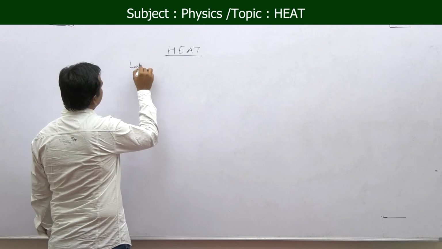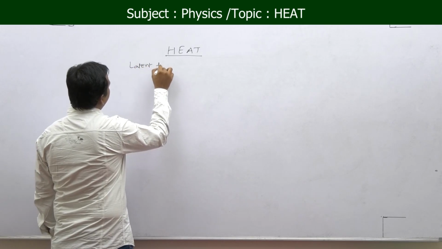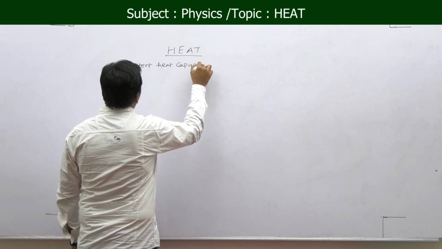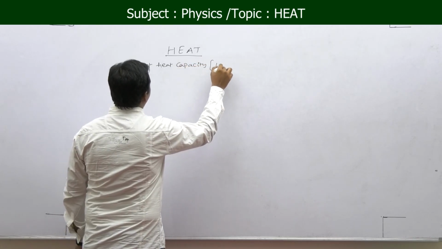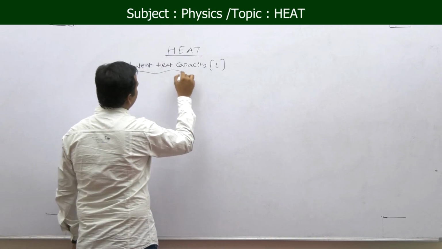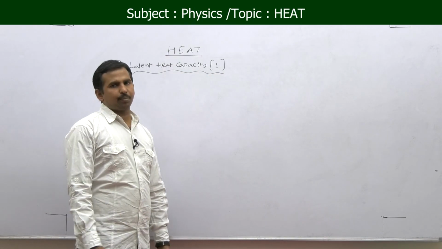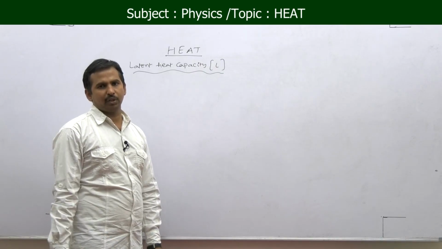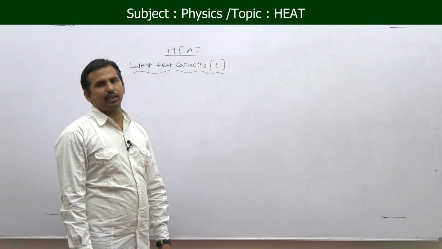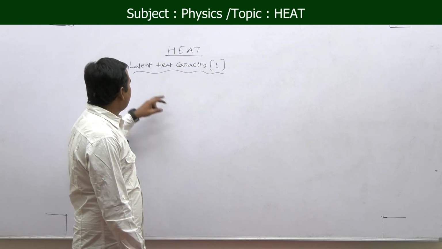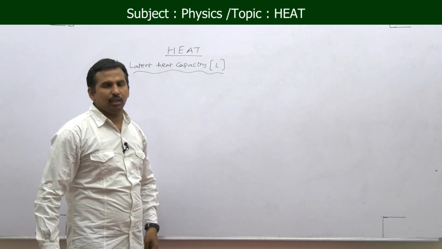which is called latent heat capacity. Latent heat capacity is represented with L. We already know about specific heat capacity, the amount of heat energy required to raise the temperature by 1 degree Celsius for unit mass of a substance. Now we are taking latent heat capacity.